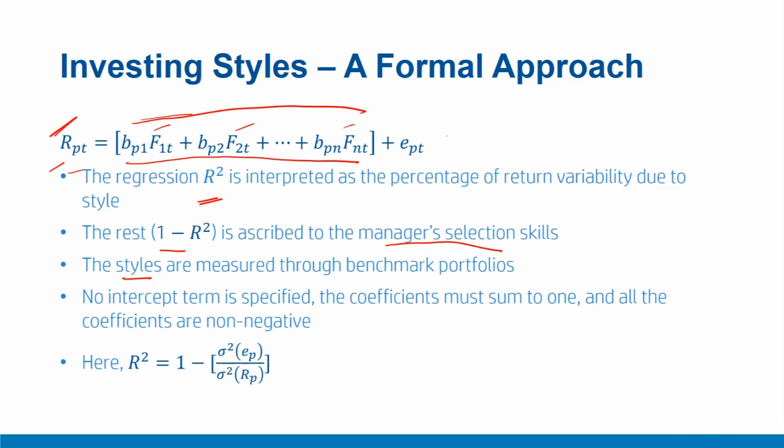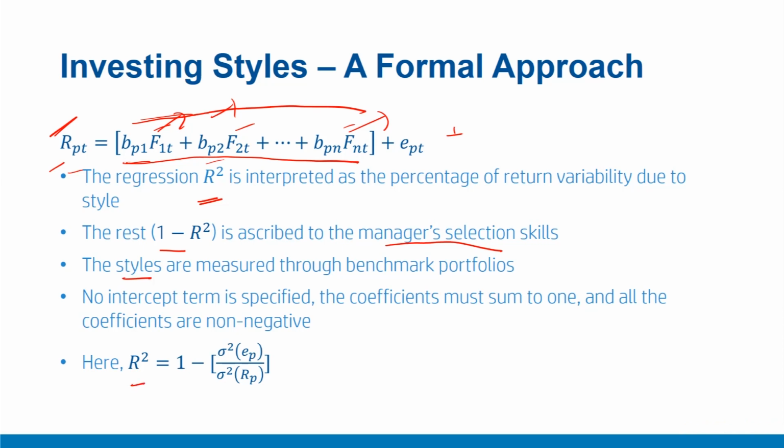Please note, in this model, there is no intercept term. Also, we are only long in styles. The way this model is designed, we are only long in these styles. We are not short in any of these styles, and therefore all the coefficients BP1, BP2, and so on, these sensitivities, must be positive. Also, they should add up to 1.